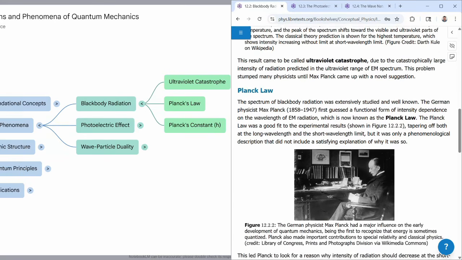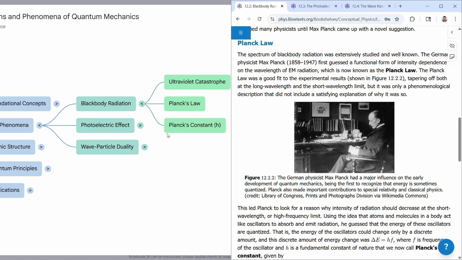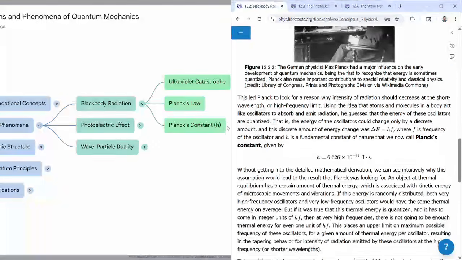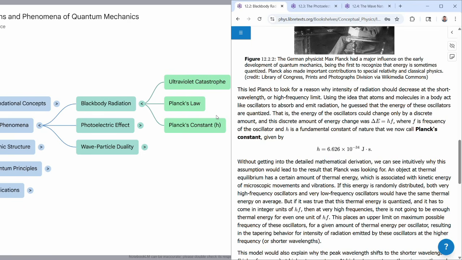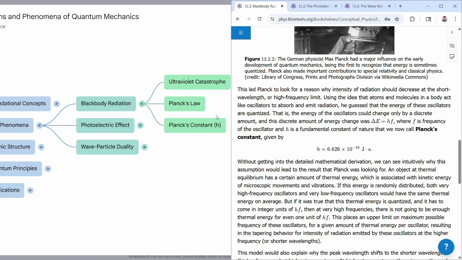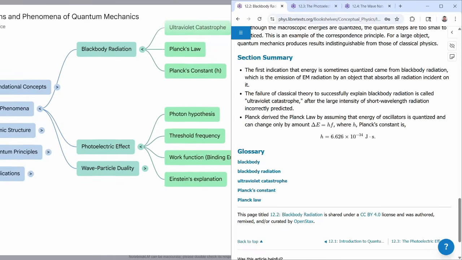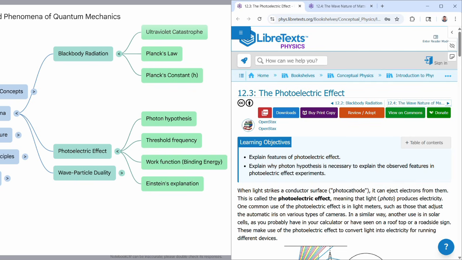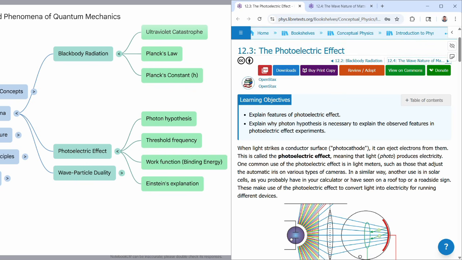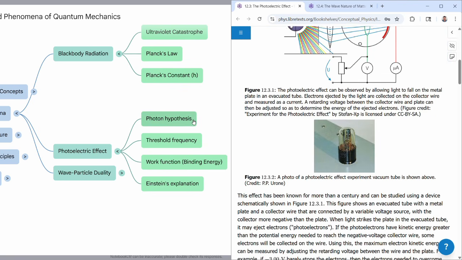Blackbody radiation is where we introduce Planck's law and Planck's constant, one of the three fundamental constants that describe how this universe operates. The other two are the speed of light and the gravitational constant, capital G. The photoelectric effect is the use of this Planck's constant in describing light in its particle nature. That's covered under the photon hypothesis.